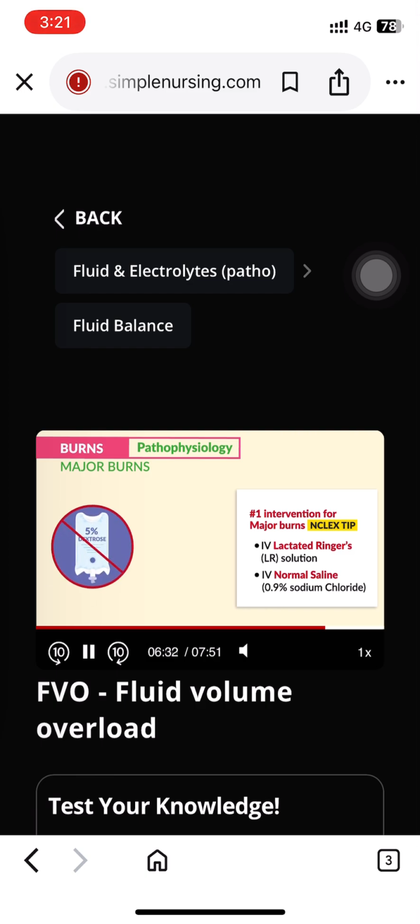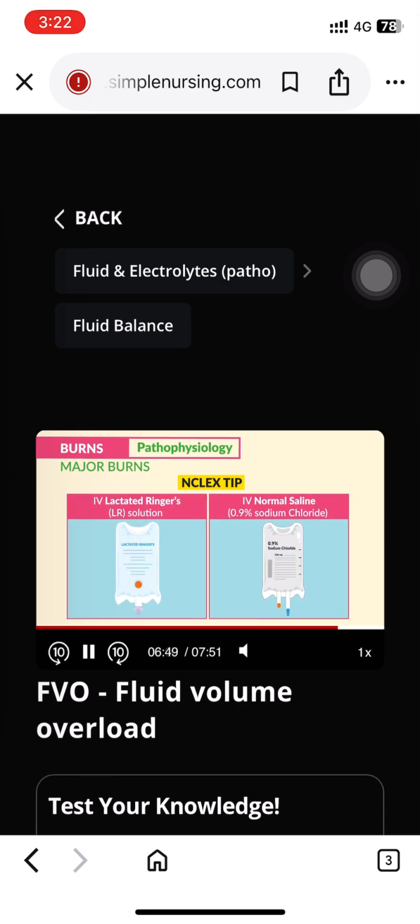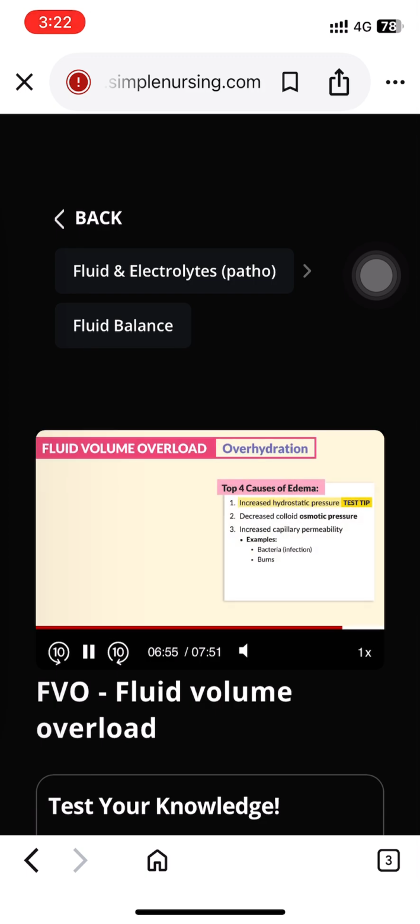We're not administering 5% dextrose, that glucose in water, which is not an isotonic solution, and not 45% normal saline, or 0.45%. That's a hypotonic solution. Only isotonic solutions here. So write it down again: lactated ringers or normal saline. Biggest NCLEX tip. Now moving on to the last major cause of edema.